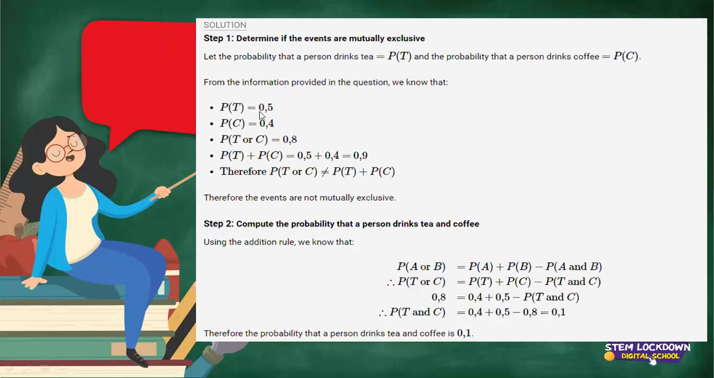The probability of tea is 0.5, the probability of coffee is 0.4, the probability of tea or coffee is 0.8. So now, what is the probability of drinking both tea and coffee at the same time? Using our addition rule, that will be 0.5 plus 0.4 minus 0.8, and that will give us 0.1. So the probability of drinking tea and coffee at the same time is 0.1.